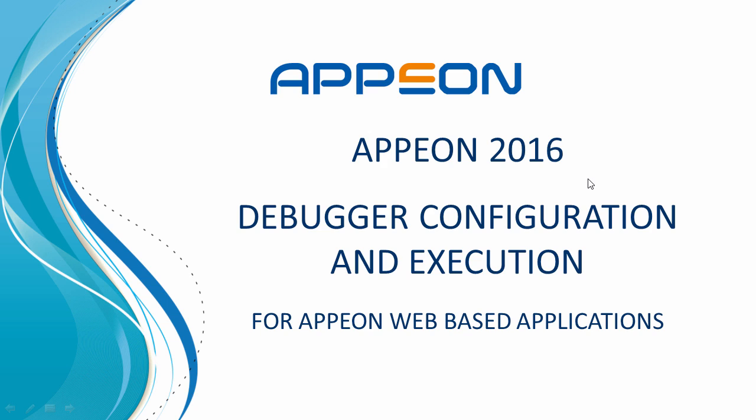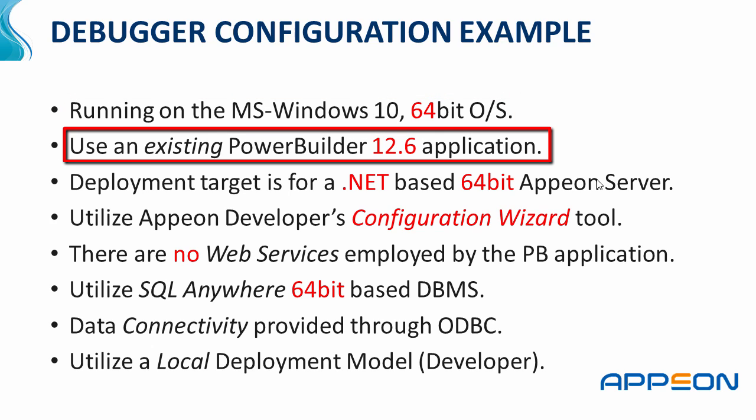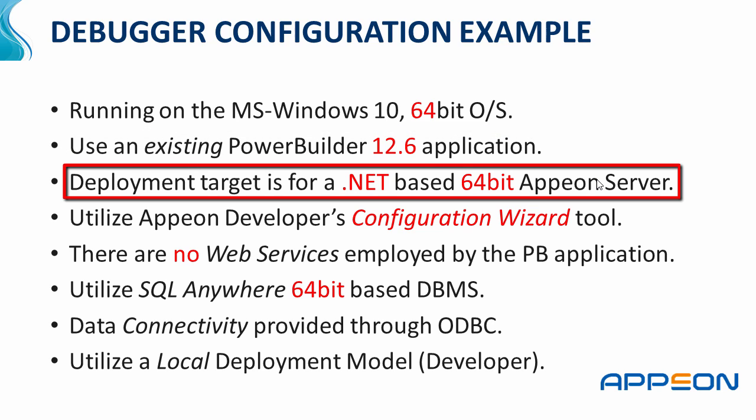Welcome to the Appeon 2016 product suite and the debugger configuration and execution tutorial. This is for Appeon web-based applications. In this tutorial, we're going to be running on the Microsoft Windows version 10 64-bit operating system. We'll utilize an existing PowerBuilder 12.6 application as an example. Deployment for the PowerBuilder application is to a .NET-based Appeon server in 64-bit mode.